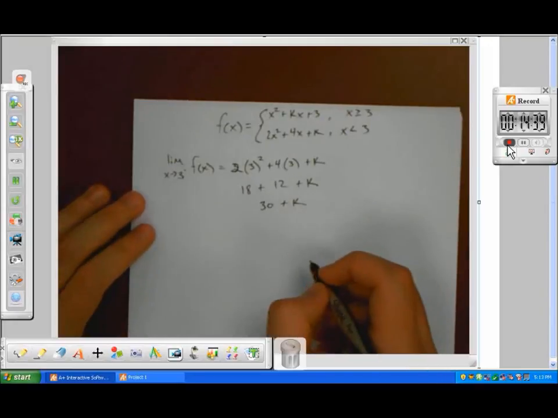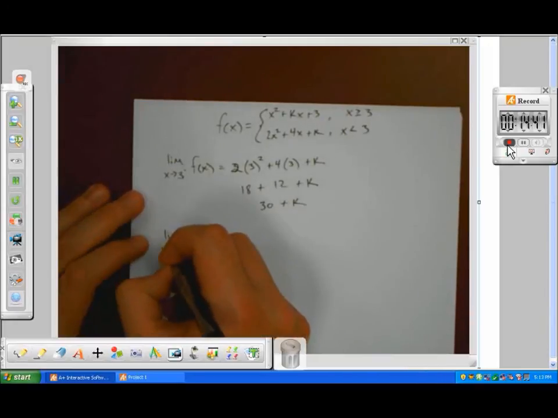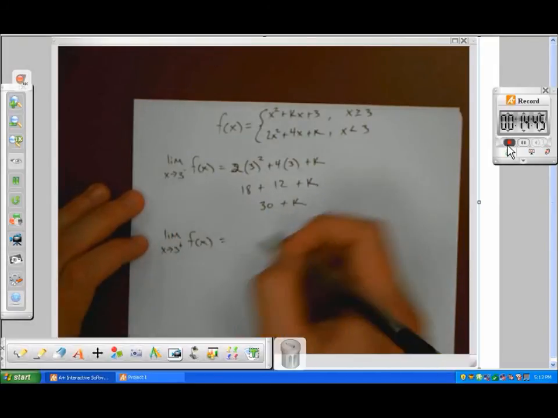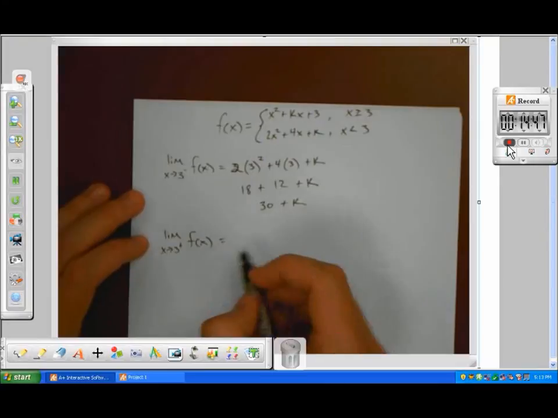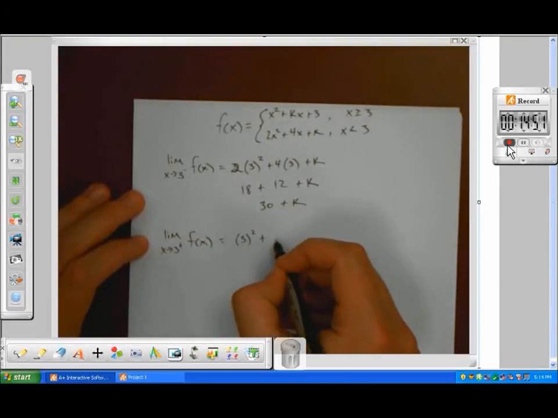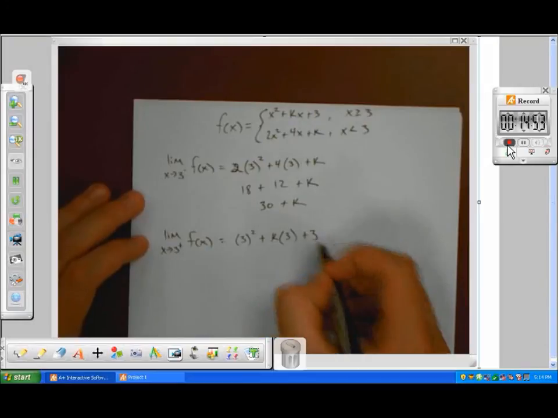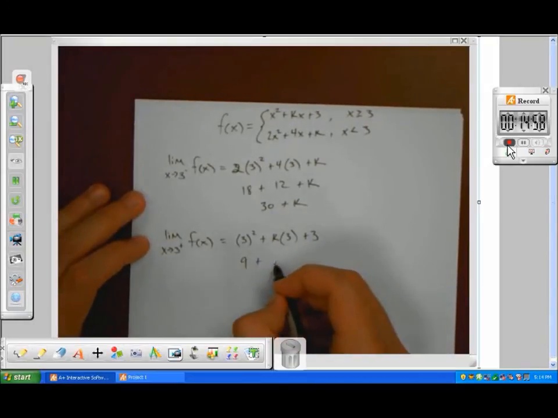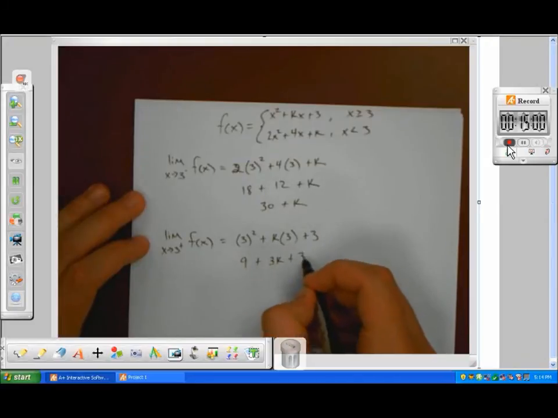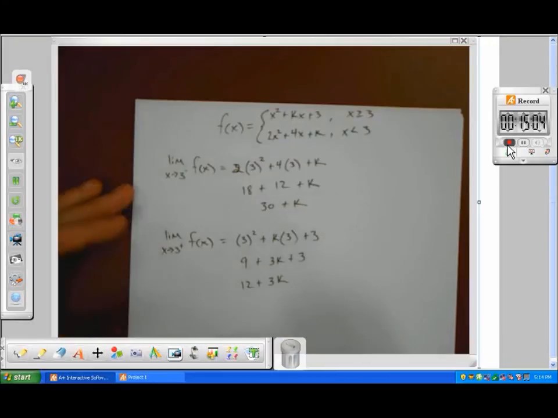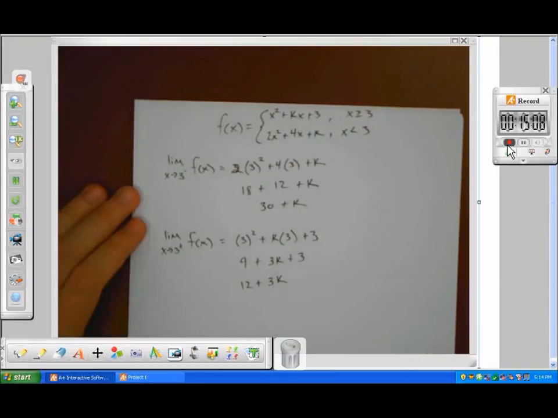Now for the right. Limit as x approaches 3 from the right. Now I'm going to put it into the top one. So this would be 3 squared plus k times 3 plus 3. So that's 9 plus 3k plus 3, 12 plus 3k. Remember, condition 1 said that from the left and the right they had to be equal.